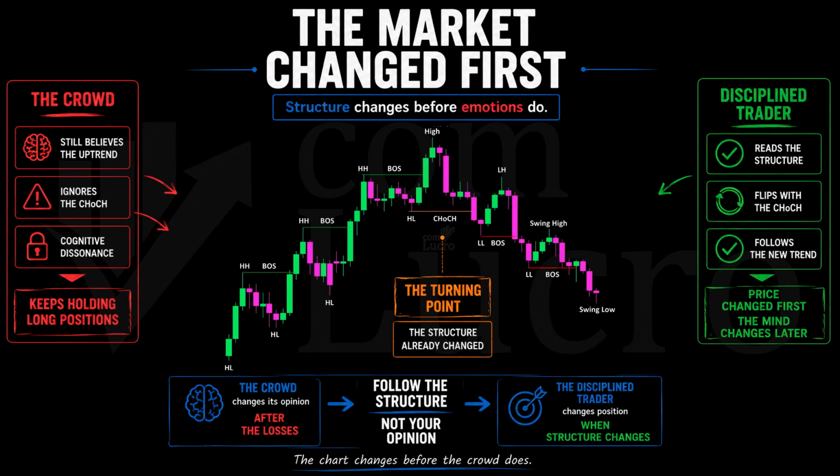That change of character is a psychological event, as much as a technical one. When the protected swing low finally breaks, the structure has already told its story. But the crowd keeps holding the bullish version, because letting go means admitting they were wrong. Cognitive dissonance keeps them long into the reversal. The disciplined trader flips with the structure the moment it shifts, not when the pain finally forces it.